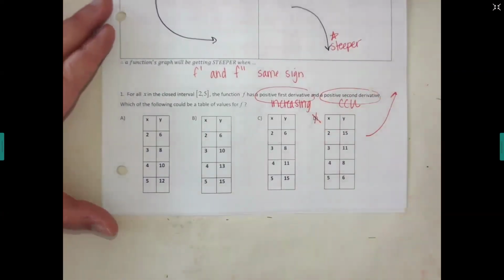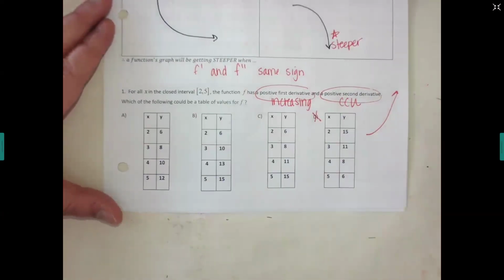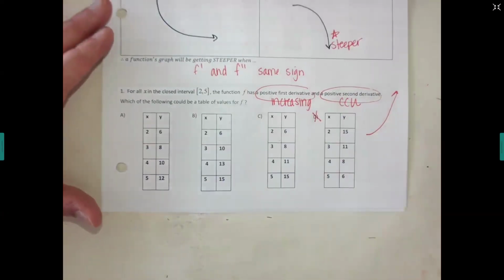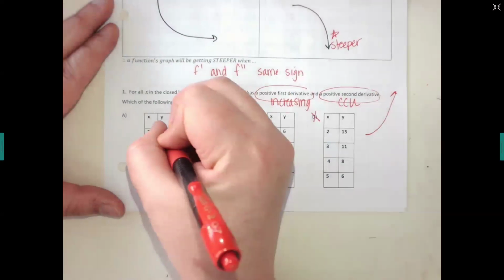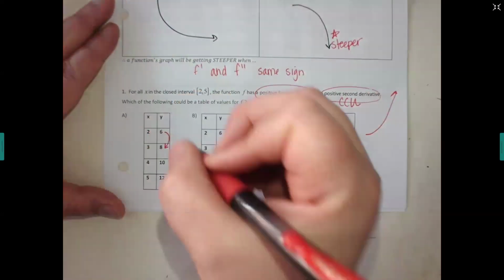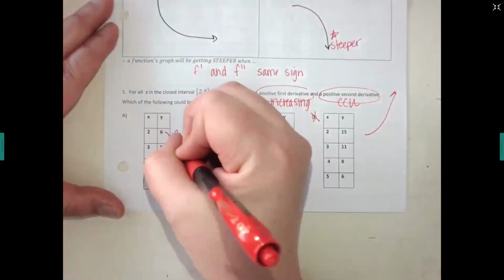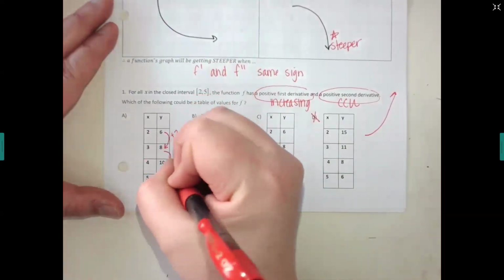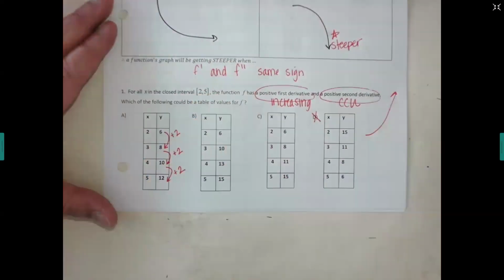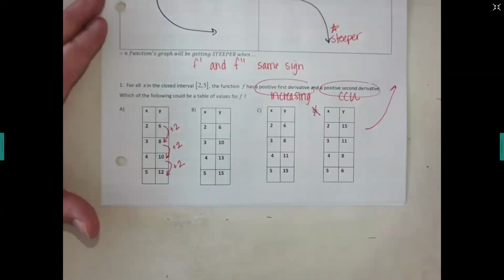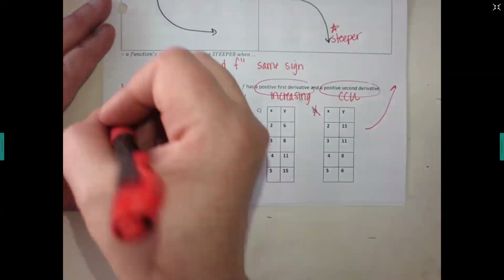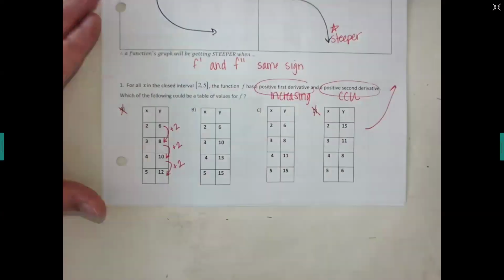Okay, out of the remaining 3 graphs, you're going to count the jumps and see if they're getting bigger or smaller. So for example, on A, 6 to 8, how many did it go up? 2. 8 to 10, how many did it go up? 2. 10 to 12, it went up 2. Are the jumps getting bigger for it to be getting steeper? No. Let's go to B.